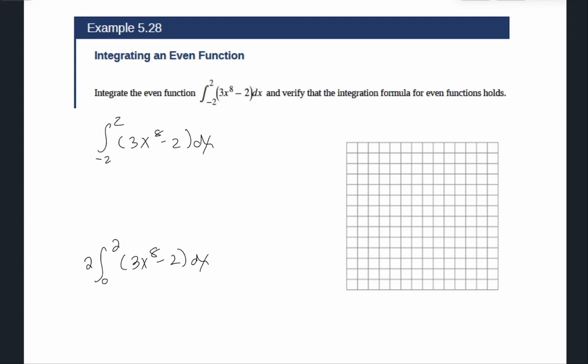We can split it up from 0 to 2 and just double the area we find, because we could fold it across the y-axis, and we'll get the same area to the left of 0 that we get to the right of 0. So let's start out with the top one.